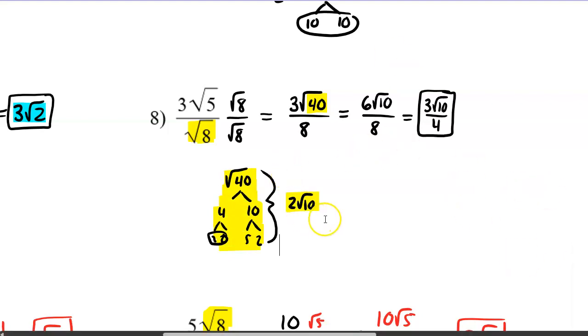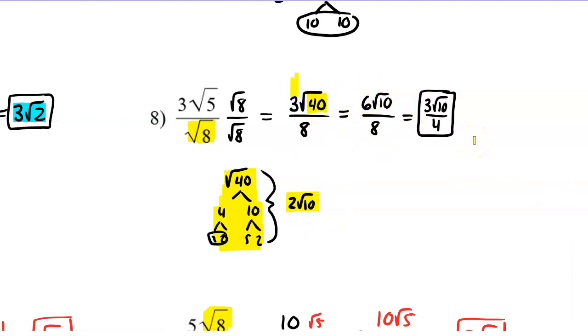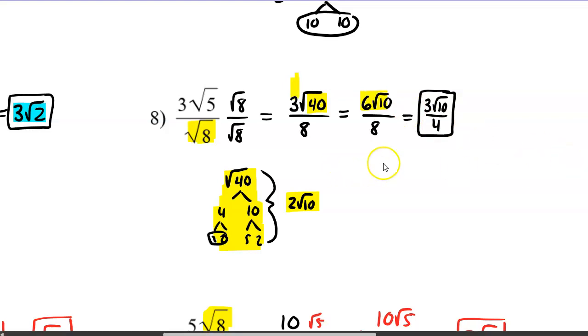So once we've got that answer, we can substitute that back up here. Remember, there was already a 3 there before, so that's the reason why it becomes 6 root 10 instead. 6 and 8 will simplify to 3 root 10 over 4.